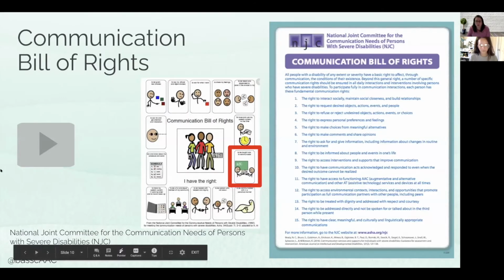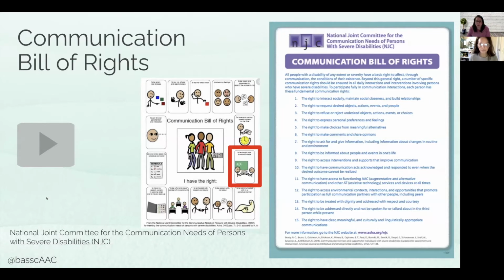And the Communication Bill of Rights, we really went into this in our first module, but we always like to bring it up. And if you haven't already printed this off, we encourage you to do so. Print off your Communication Bill of Rights and make it visible to all who enter your rooms, so that our students who use AAC definitely have rights to all of these different aspects of communication and participation in their therapy and education as well.